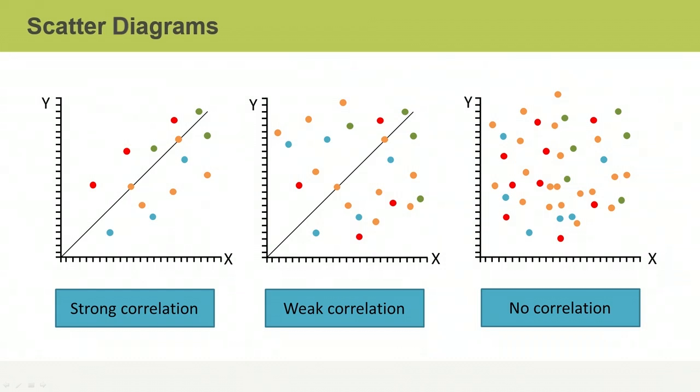Randomly scattered points on a scatter diagram indicate that there is either no correlation or an insignificant one between the independent and dependent variables. In summary, there are several tools and techniques that can be used to control quality. They are cause and effect, known as Ishikawa or fishbone diagrams, flowcharts, check sheets, Pareto diagrams, histograms, control charts, and scatter diagrams.